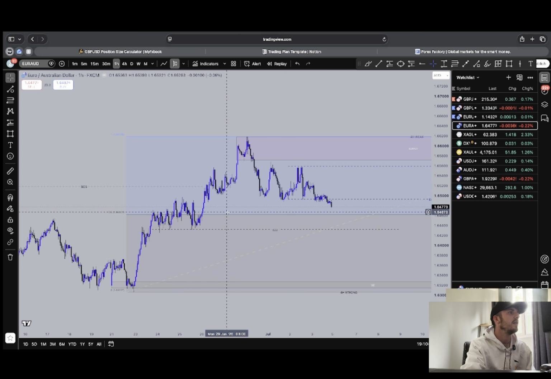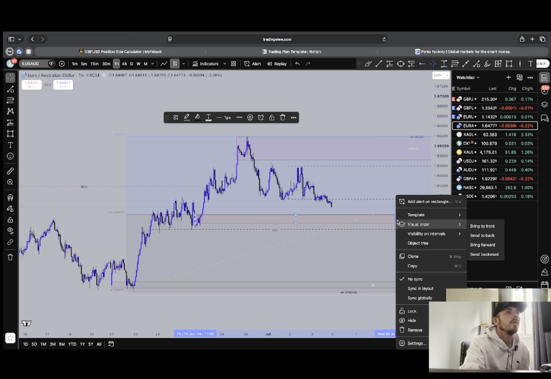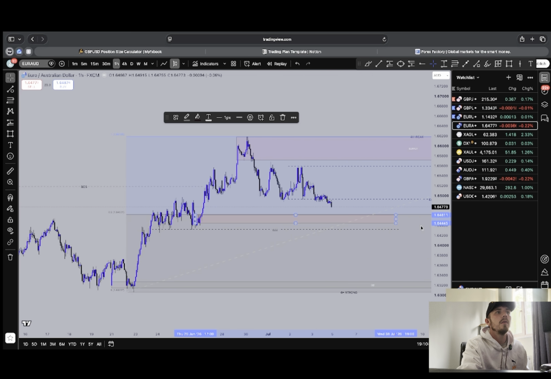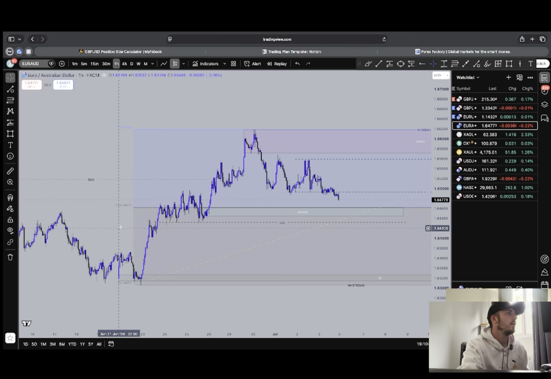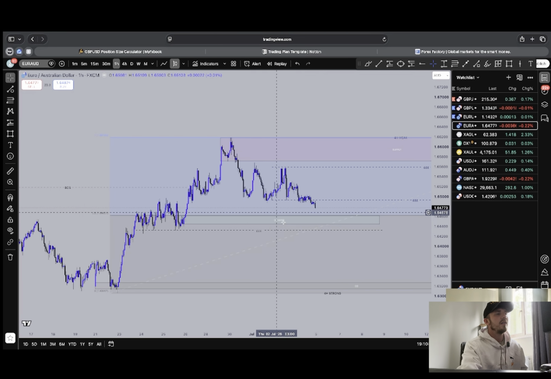Price is currently seeking fair value. So what we'll do is we'll mark out this demand. Got another one here. I'll mark out your supply at the top. A demand somewhere in the equilibrium. So if it hits it, you'll have an alert on it, and then you can look for an entry model if it appears, and then you can enter.